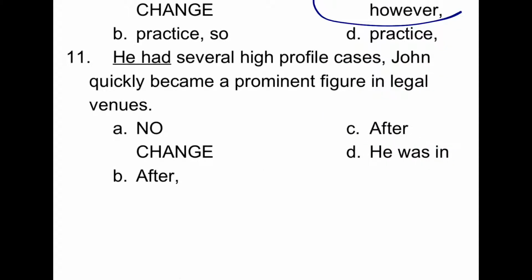Number 11, blank several high-profile cases, comma, John quickly became a prominent figure in legal venues. C is the best choice. We don't want to have he as a subject.